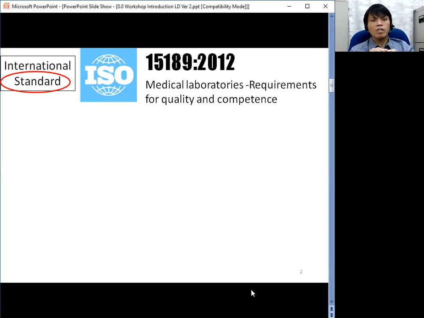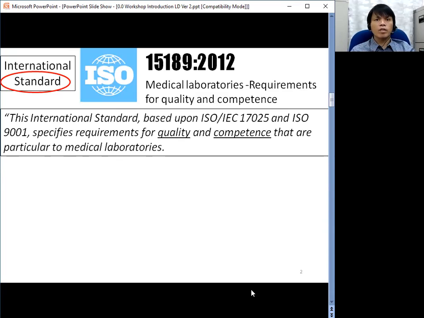Now, let me read some excerpts from the introduction page of the standard, and let me put this up on the screen for you. I quote, "This international standard, based upon ISO IEC 17025 and ISO 9001, specifies requirements for quality and competence that are particular to medical laboratories." So please take note, these requirements are specific to medical laboratories.